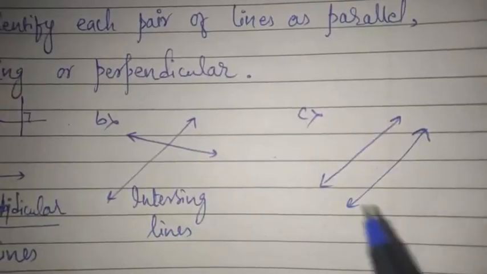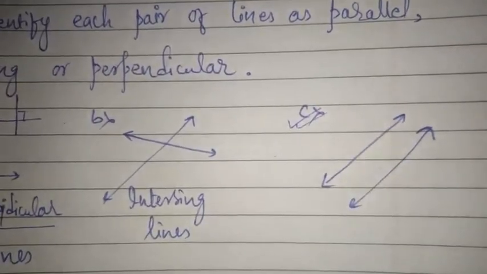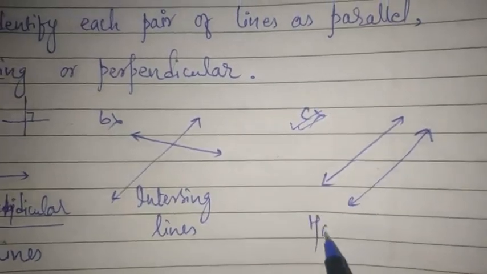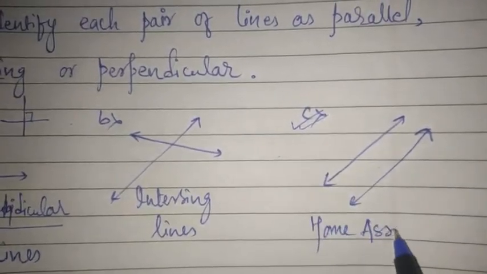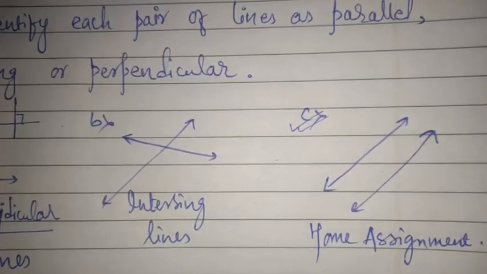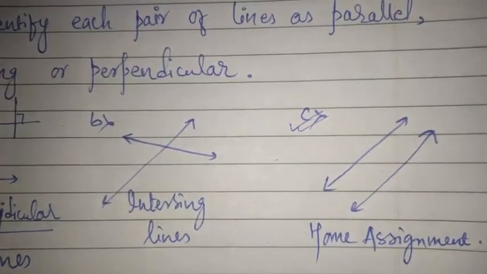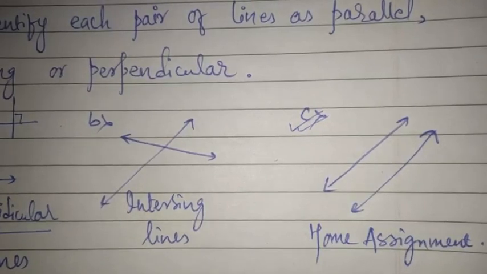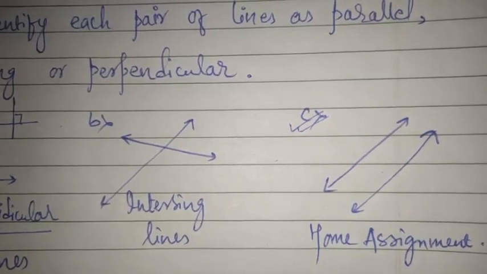The last one, number C, you can easily identify now, right? So this will be a home assignment. Alright children, I want you all to solve it and submit it to me personally. I don't think any problem is there. If you have any confusion, kindly share it with me. Feel free to ask me, okay?